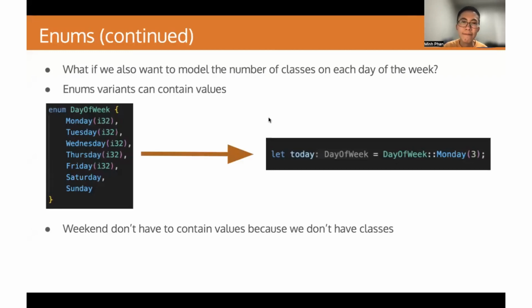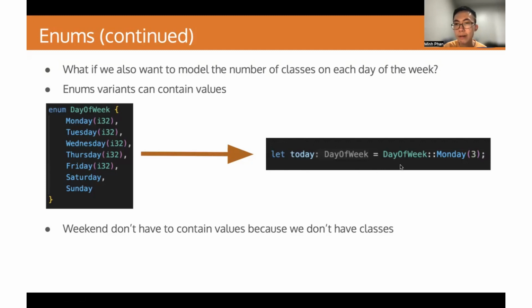So what if we also want to model the number of classes we take on each day of the week? Enums also allow us to do that. Enums in Rust can also contain values. As you can see here, each of the 5 variants from Monday to Friday contains a value of type i32. Whereas the variants Saturday and Sunday don't contain any values because we don't have classes there.